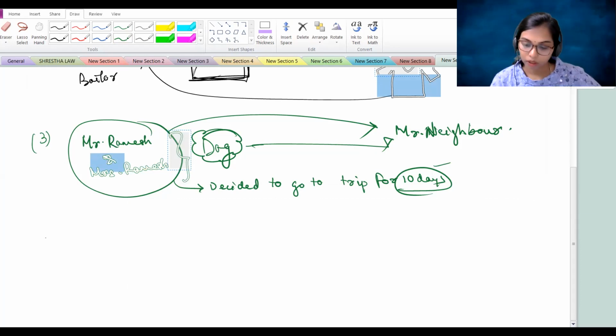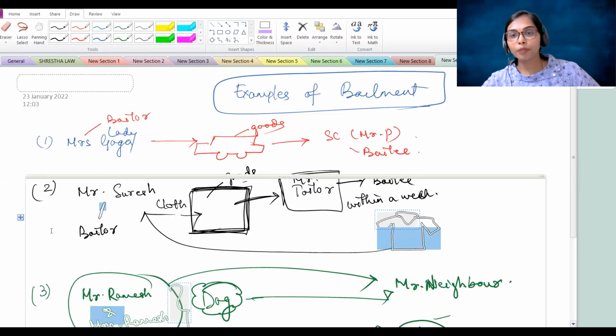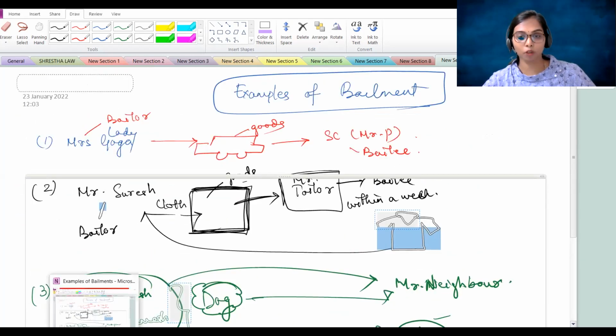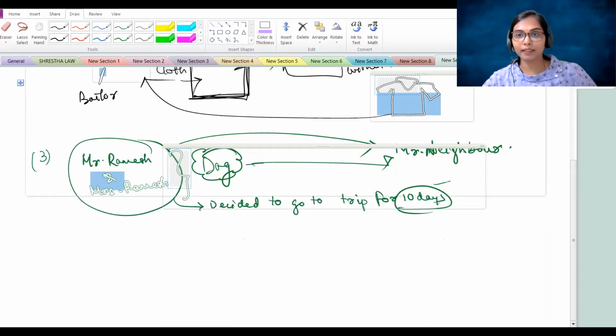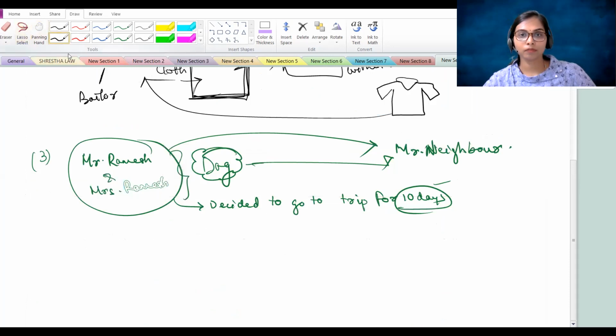Now I hope you have understood these three examples. Now let's see our book. What is there? We have one more example, I'll tell you, and then we go ahead with the book.